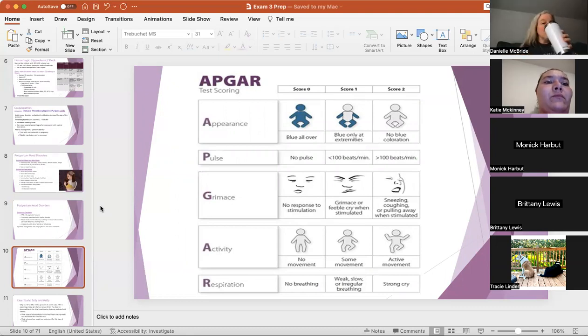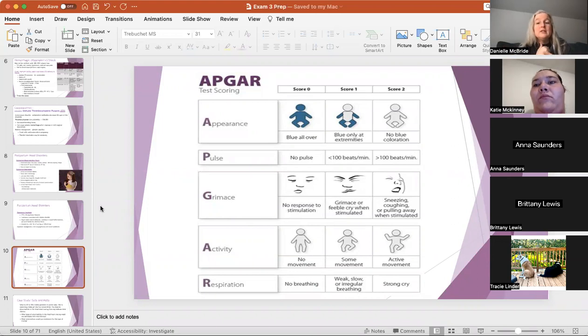The appearance, their pulse, their grimace, activities, and respiration. Just the overall health of baby when they first come out, at 1 minute, 5 and 10 minutes. I don't know if that's right. Okay, 1 minute for sure, and at 5 minutes for sure. Now, whether or not we assess beyond that is going to depend on how our baby's doing.